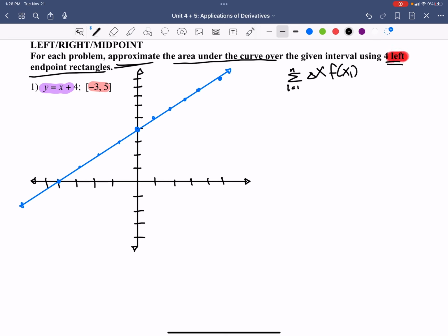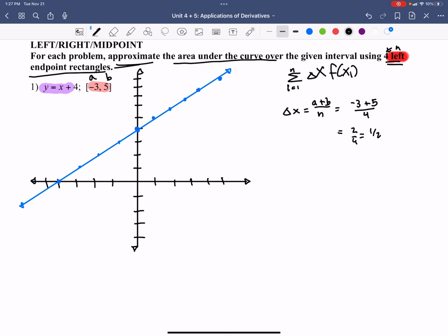All right, so the way you find what your delta x is going to be, to find out how long that rectangle needs to be, we're going to call this A and B. You're going to do A plus B over n, and this is your n. So my delta x is going to be -3 plus 5 over 4, which is going to be, what is it? 2 over 4, which is 1/2.